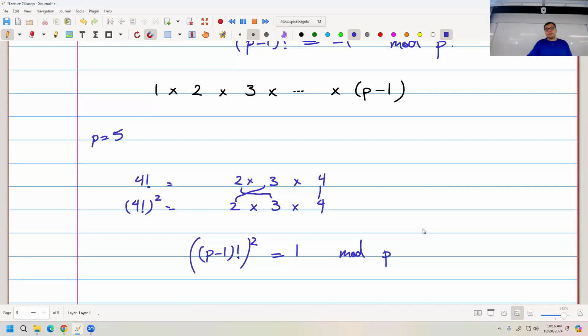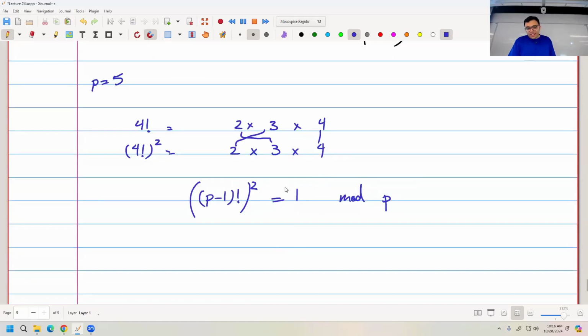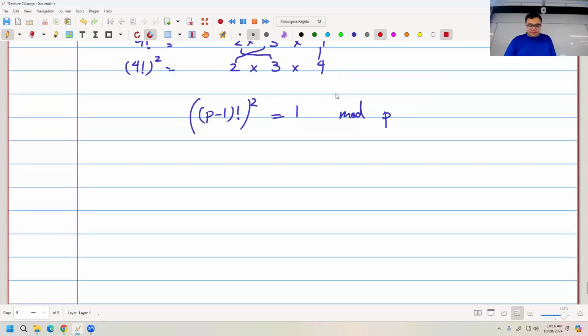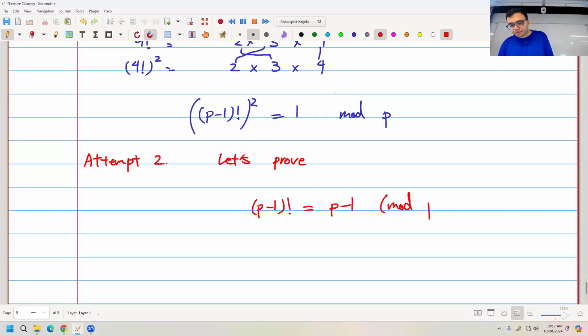modulo p, right? I want to use the same idea as here, but this idea wasn't quite there. It gave me two possibilities, 1 and -1, but it didn't give me that it's exactly -1, right? So instead, let's try this. This is our second attempt. I'm going to say, let's prove (p-1)! is the same as p-1 modulo p.